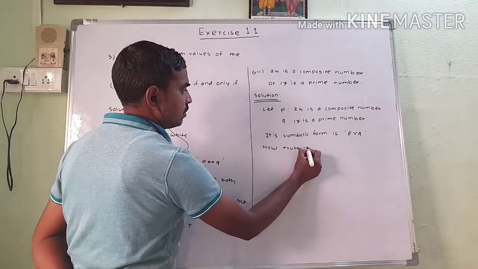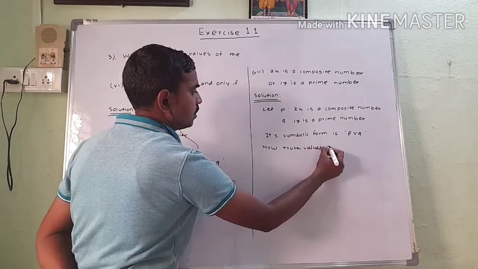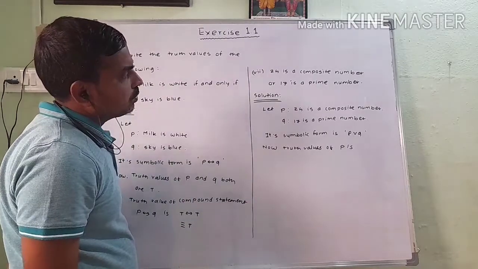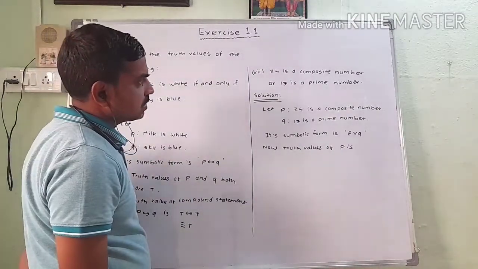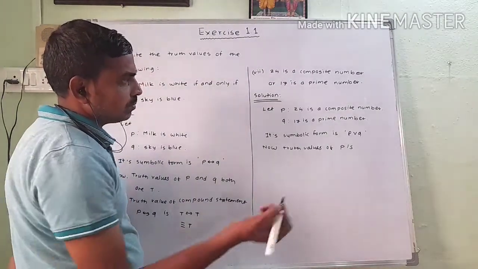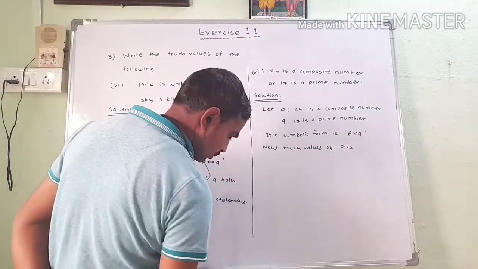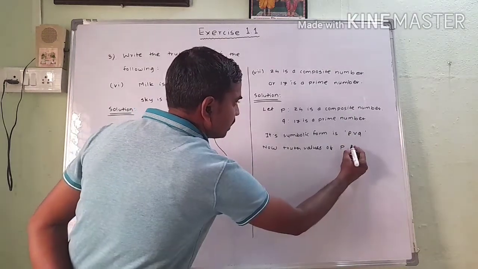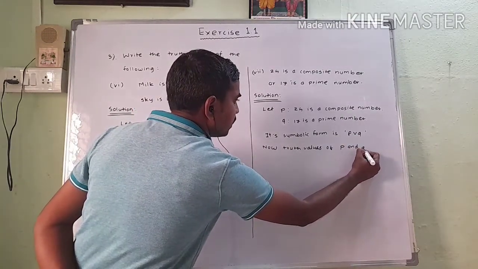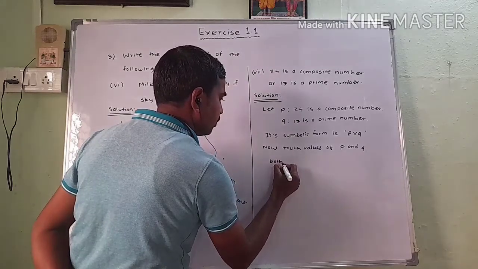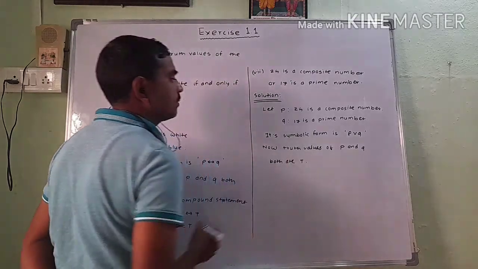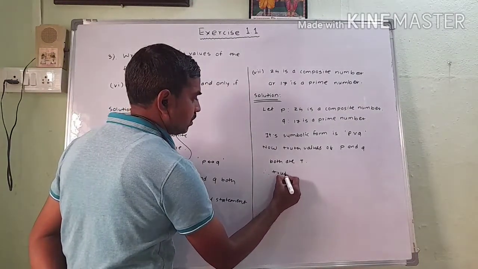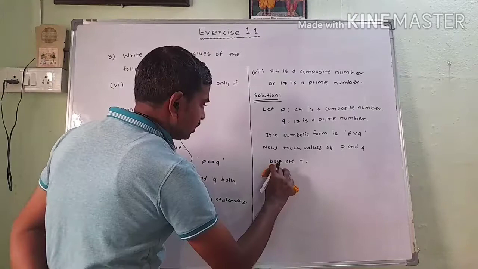Now the truth values. P is 24 is a composite number. Yes, this is true. 17 is also a prime number. The truth values of P and Q are both the same. Therefore P and Q both are capital T. Therefore we'll write capital T here.